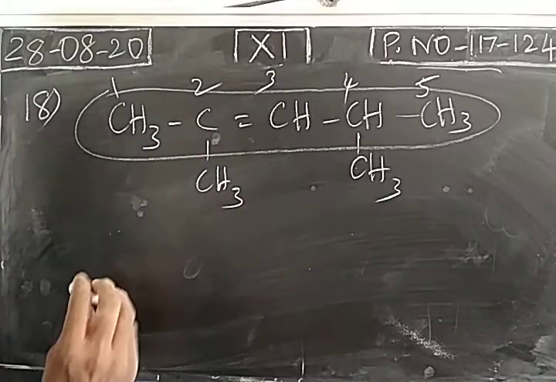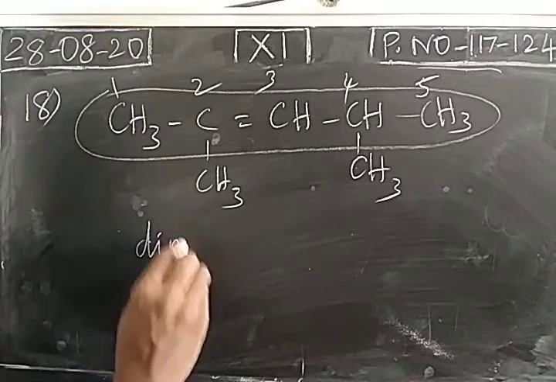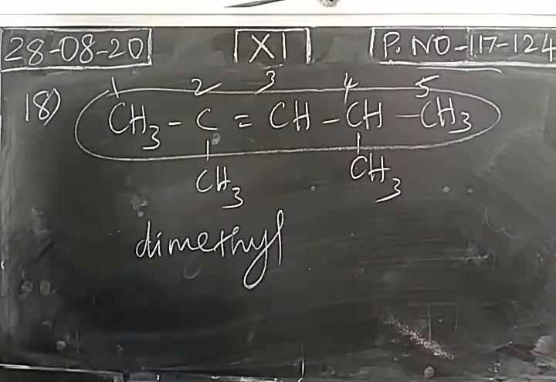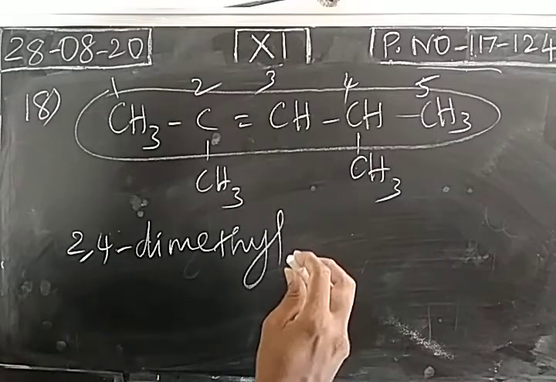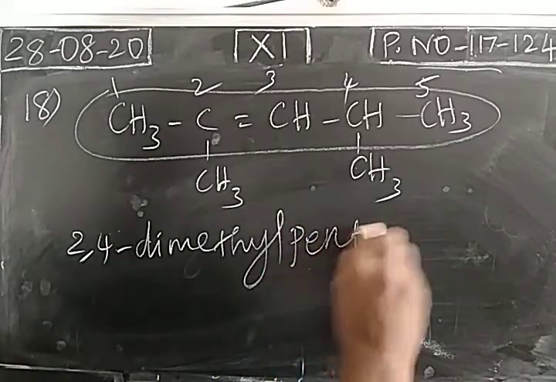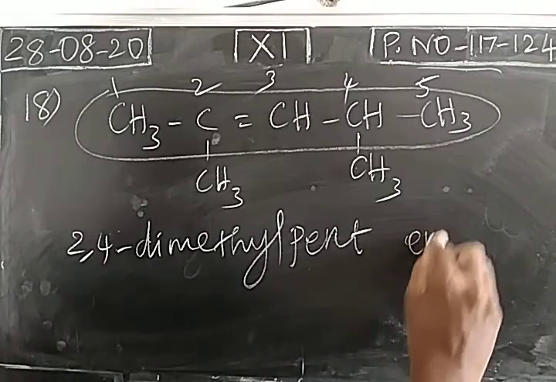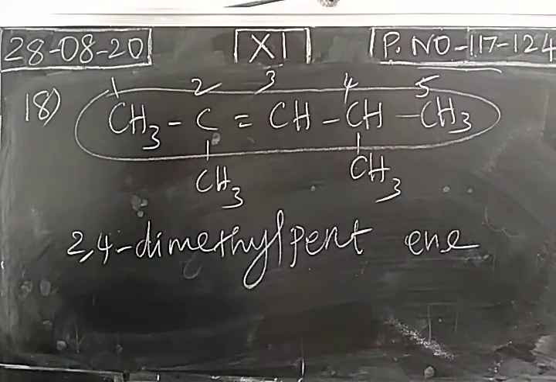So we have 2 methyl groups, so dimethyl at positions 2 and 4. So 2,4-dimethyl. 5 carbon atoms are present in the chain, root word pent. Double bond is present, primary suffix ene, and its position is 2. We don't have a secondary suffix because a functional group is absent. This will act as a functional group. So 2,4-dimethylpent-2-ene.